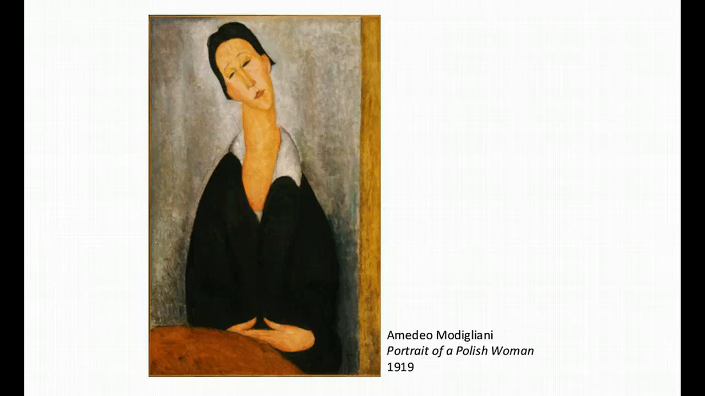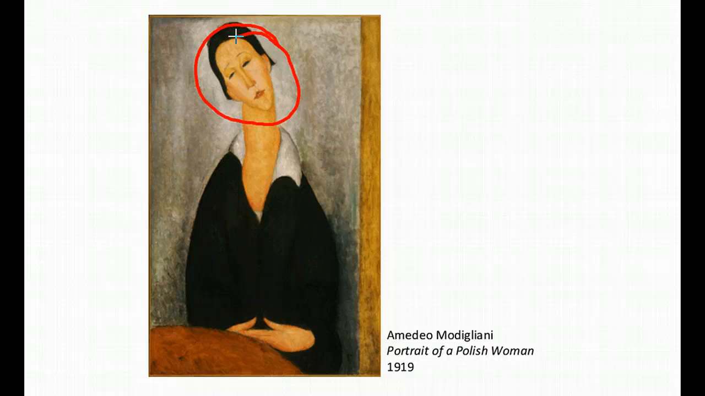Here we have Modigliani's Portrait of a Polish Woman, which harkens back to the days before the conflict, before Cubism, where painters in Paris were interested in rendering portraits of people that had also relocated to the French capital. Here we have an unnamed Polish woman, and in traditional Modigliani stylings, we have an elongated neck. We have a face that is very reminiscent of the traditional masks from sub-Saharan Africa that did influence the Cubists, but also a very European classicism in that facial structure as well.